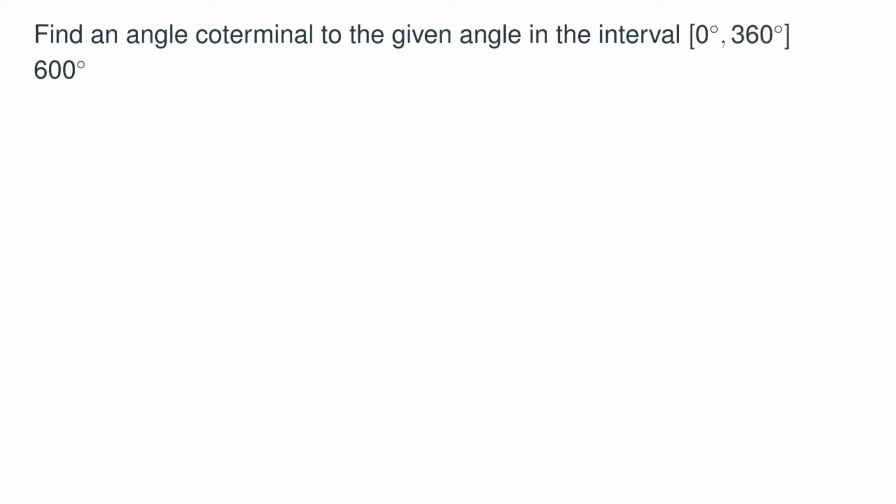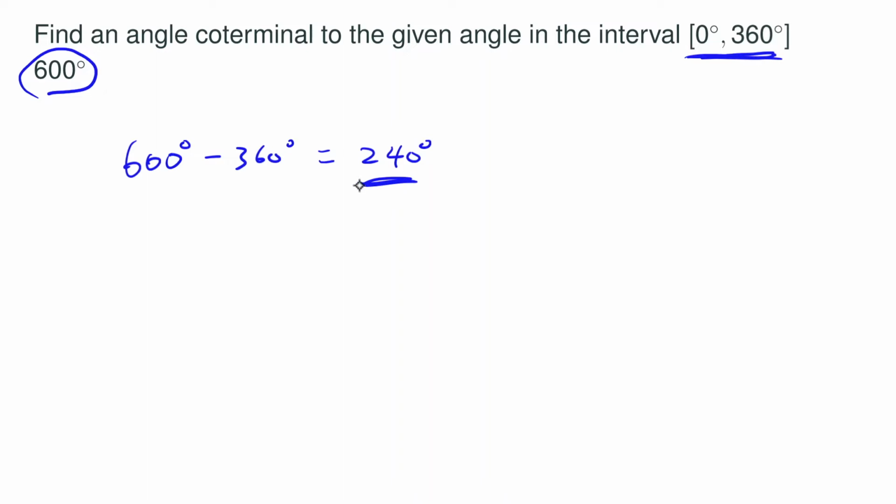Find an angle coterminal to the given angle in the interval 0 to 360 degrees. So for 600 degrees, you want to find a coterminal angle that is in the range of 0 to 360 degrees. Since 600 is bigger than 360, we can start subtracting. So 600 minus 360 will give us 240 degrees. And 240 degrees is in this range. So 240 is coterminal with 600.